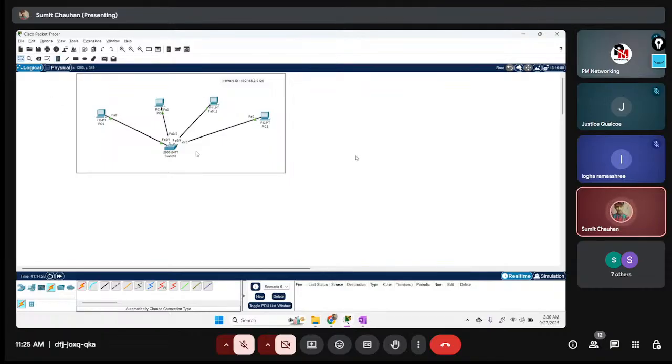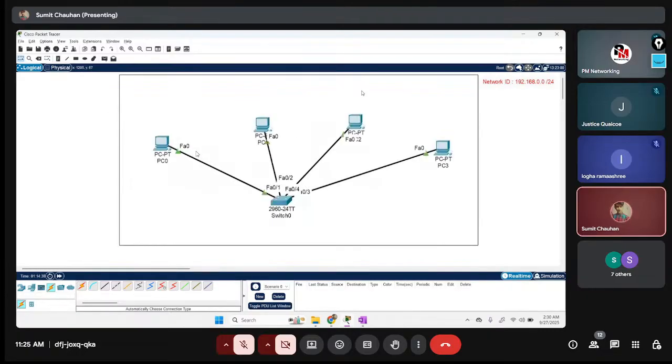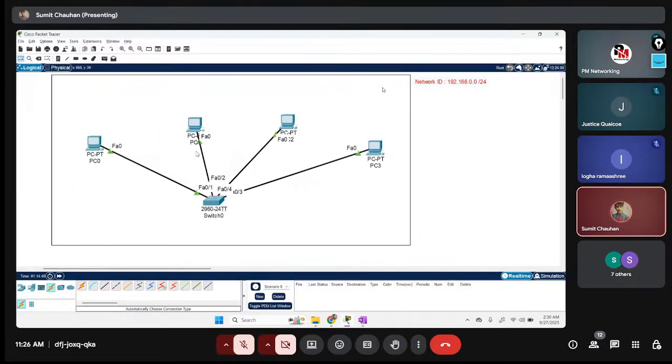We network admins check the network ID, and after checking it, we can identify how many IP addresses there are according to this network ID, guys. If I zoom in, I hope it is clear to each and every one of you. This is the network ID that is representing this whole network. Let me write it down here.